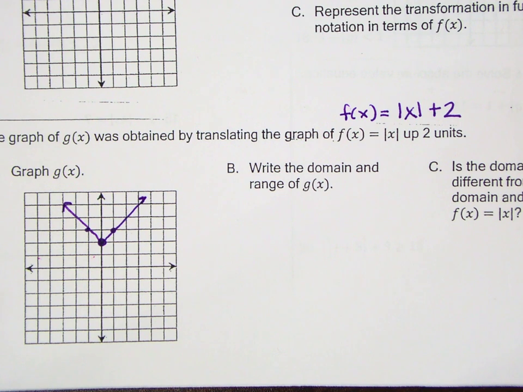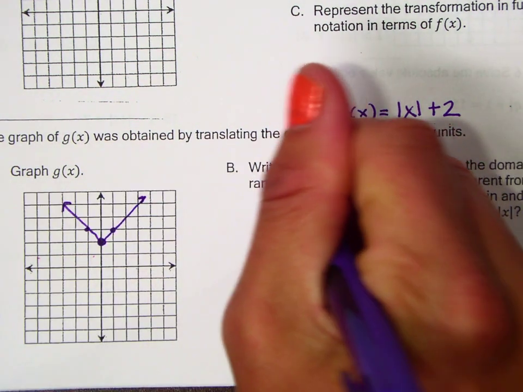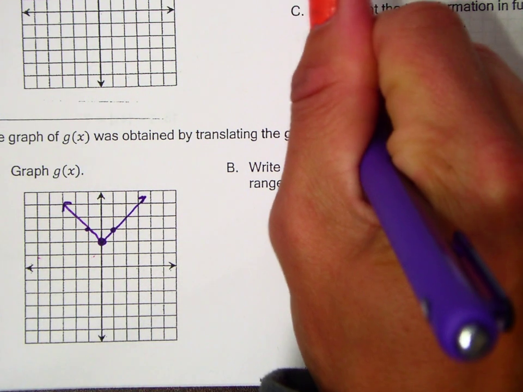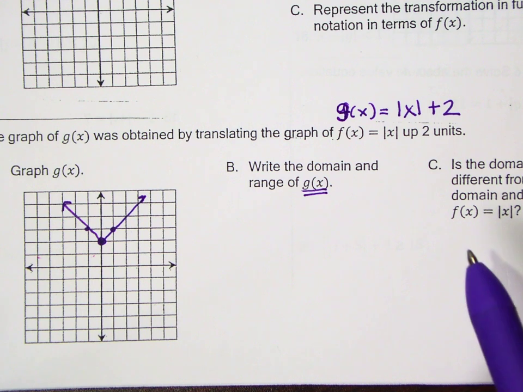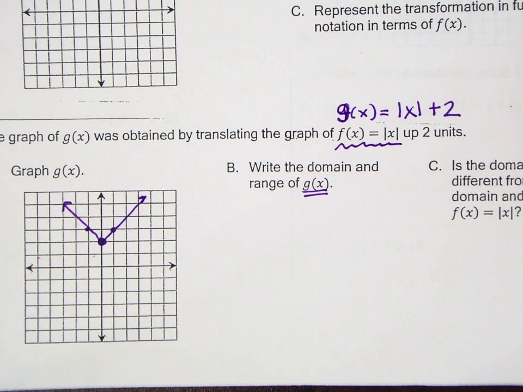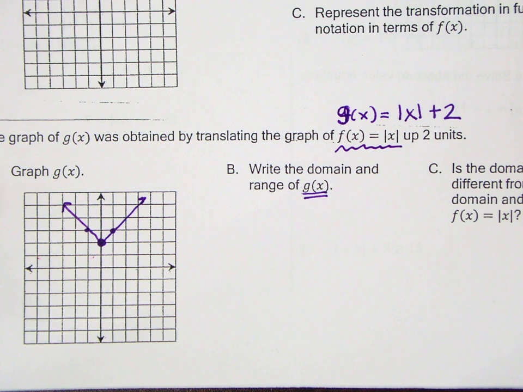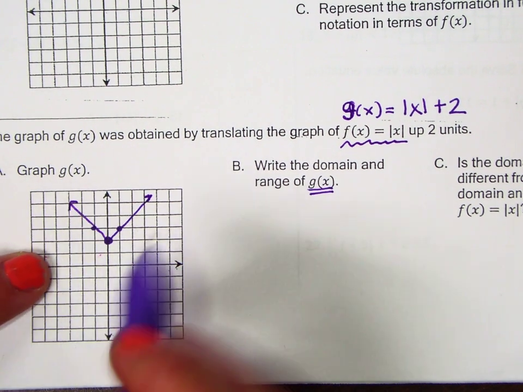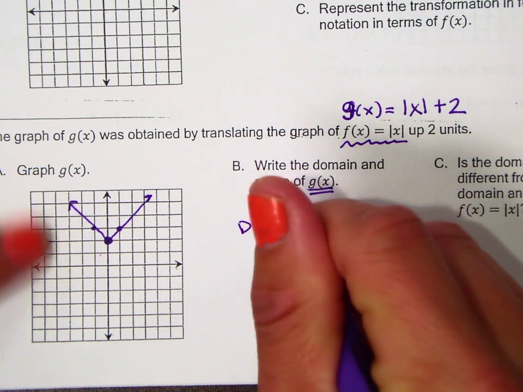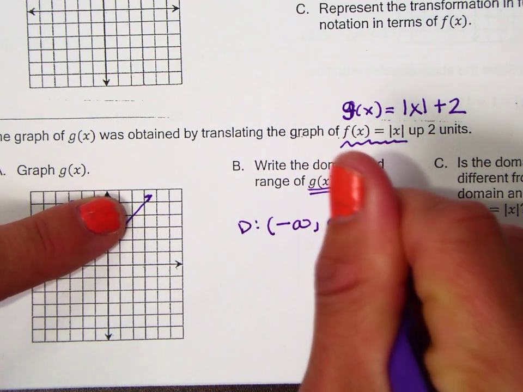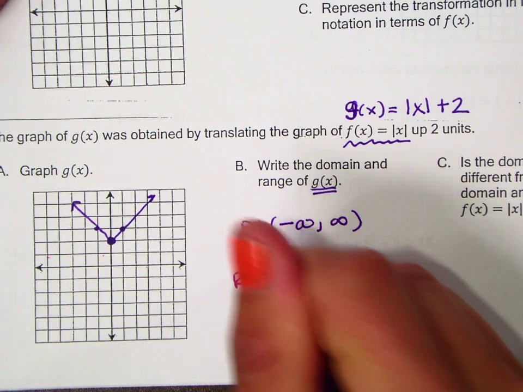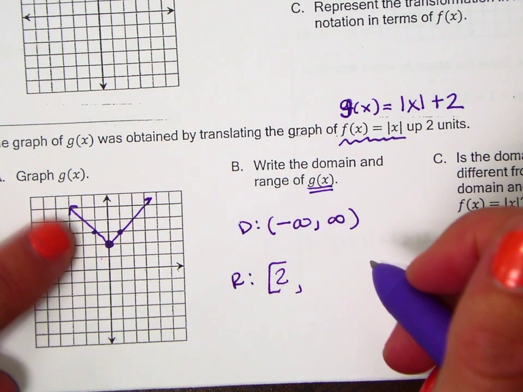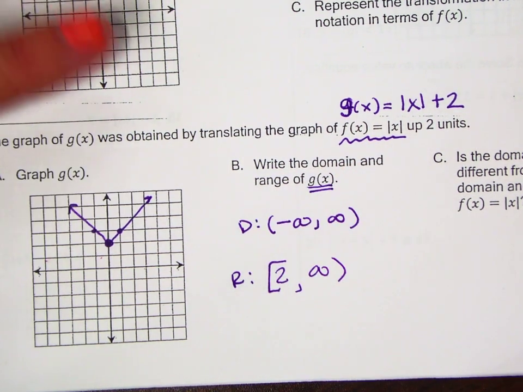All right, so it says write the domain and range of g. So pay attention to what it's asking for. G of x is your transformed guy. So I guess I should probably write that as g. All right, f of x is the parent function. All right, so we're doing the domain and range of this graph right here. See, I said graph G. So your domain is going to go forever left and forever right. Your range is going down all the way to 2. It's a bracket because it's a point, and up to infinity because those guys are arrows.